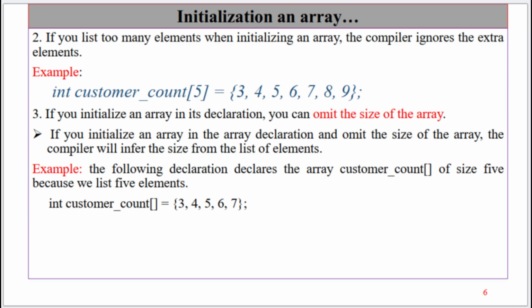3. If you initialize an array in its declaration, you can omit the size of the array. If you initialize an array in the array declaration and omit the size of the array, the compiler will determine the size from the list of elements. Example: the following declaration declares the array customer_count of size 5 because you list 5 elements. int customer_count[] = {3, 4, 5, 6, 7}.